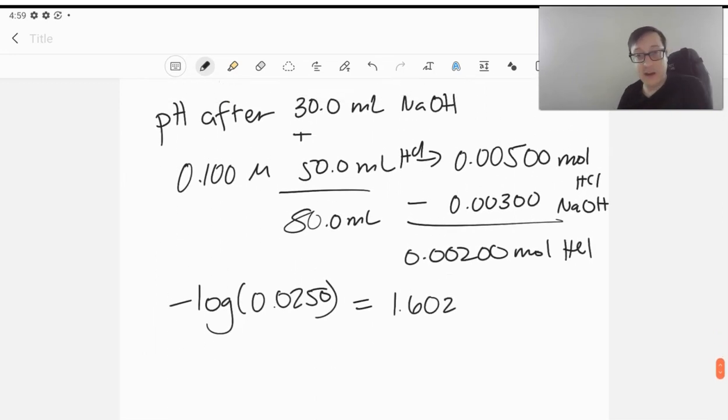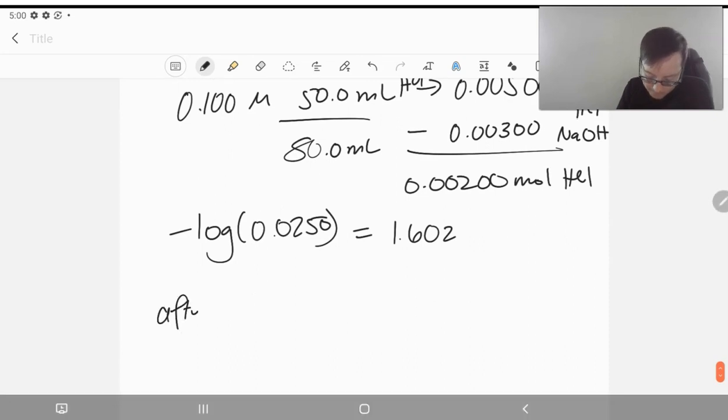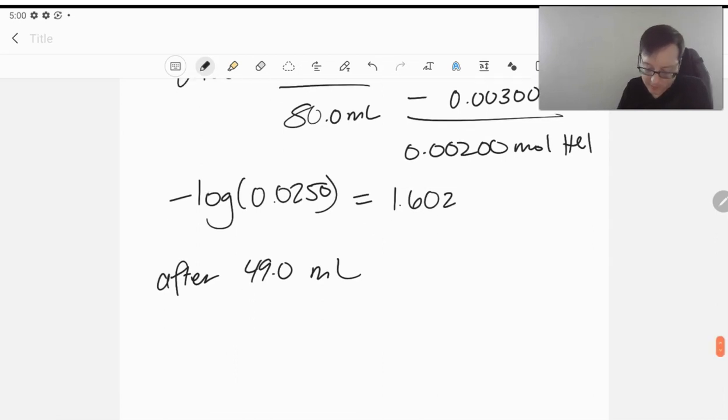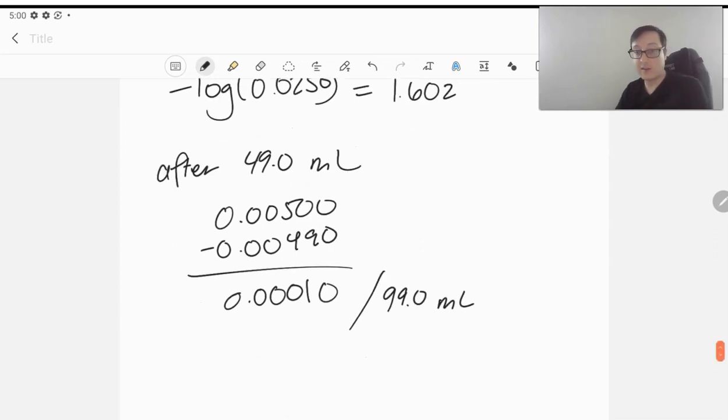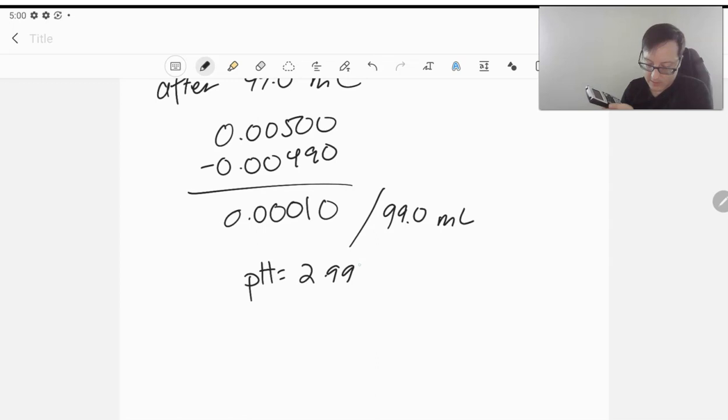Let's evaluate it when we've added 49 mLs. If we do that, we can kind of cheese it because we've already seen some of this math before. You get 0.00010. And now our total volume is going to be 99 milliliters. So if we do this math, 0.0001 divided by 0.099, we get 0.001. And if we go ahead and take the negative log of this, the pH here is 2.99. We'll just say 3. So even really, really close, we're still only at 3.